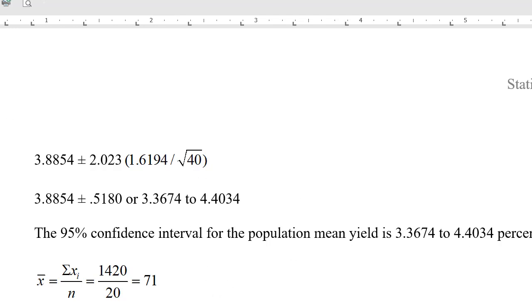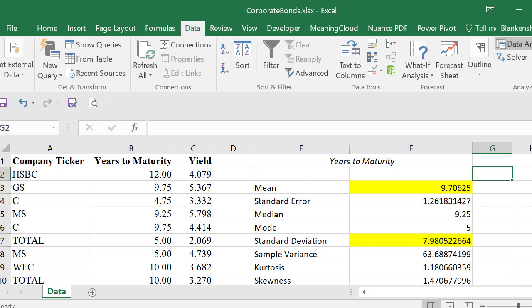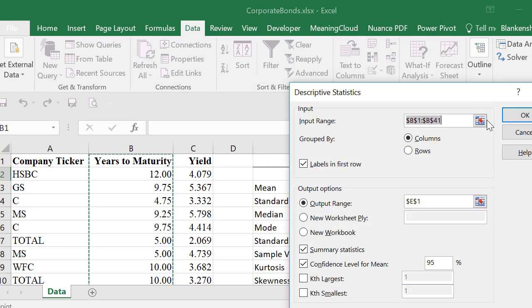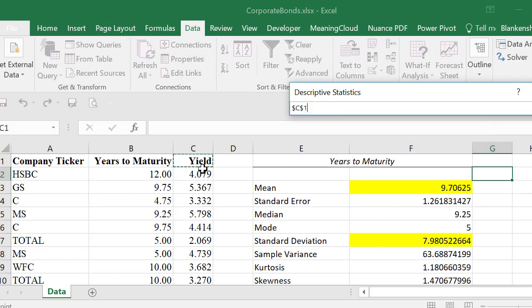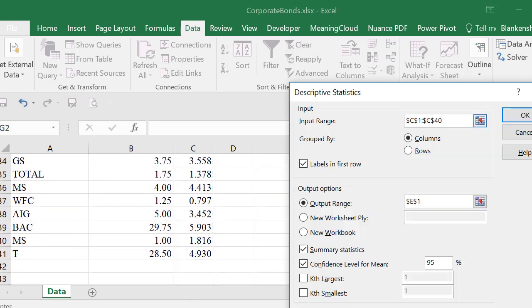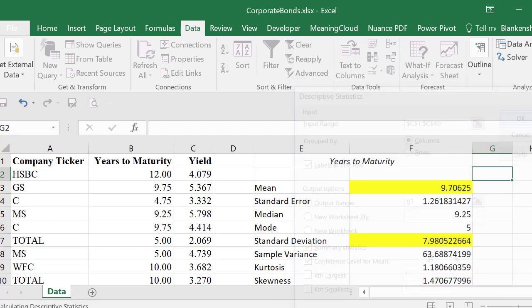All right, so let's flip over here, and we'll just put it in G column. So I'll just say data analysis, descriptive statistics. The input range is going to change. It's actually going to be column C now. Columns, the output range, I'm going to make it G1. We want summary statistics and confidence level. We'll hit OK.